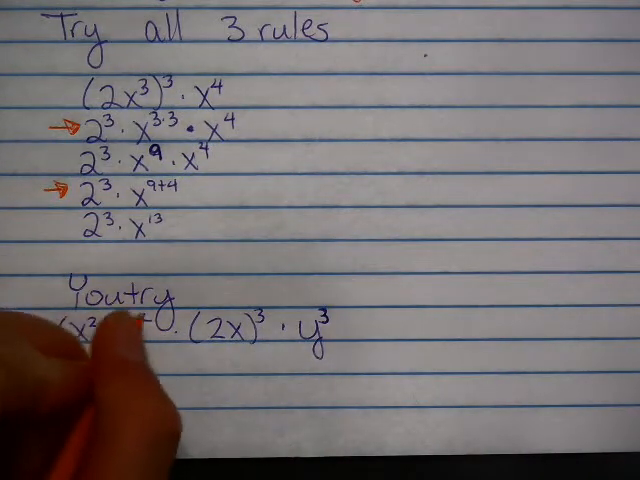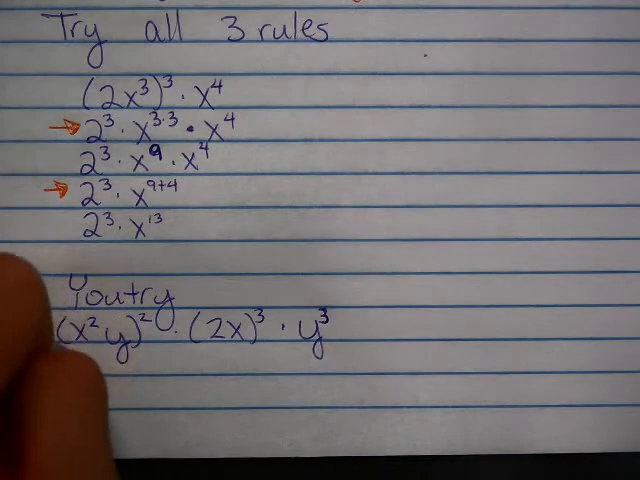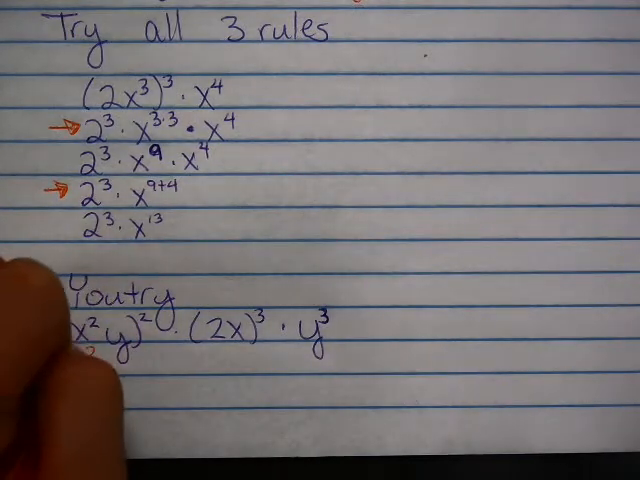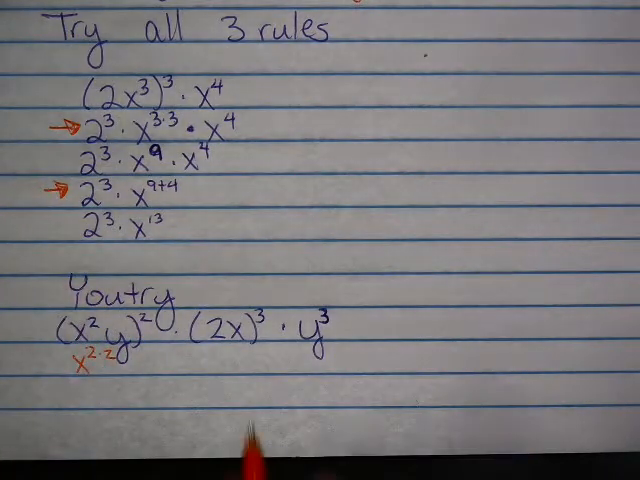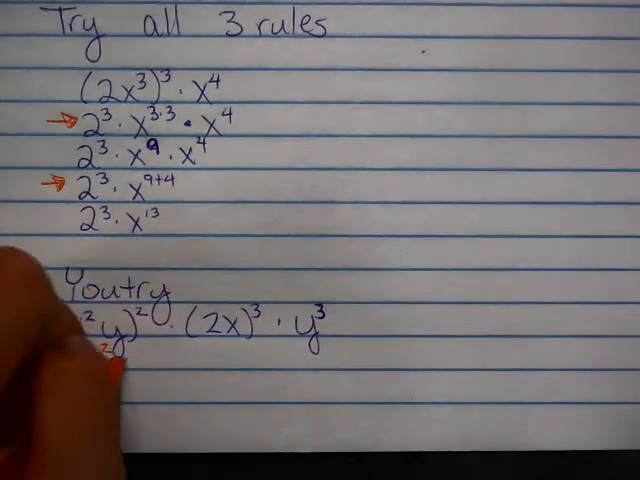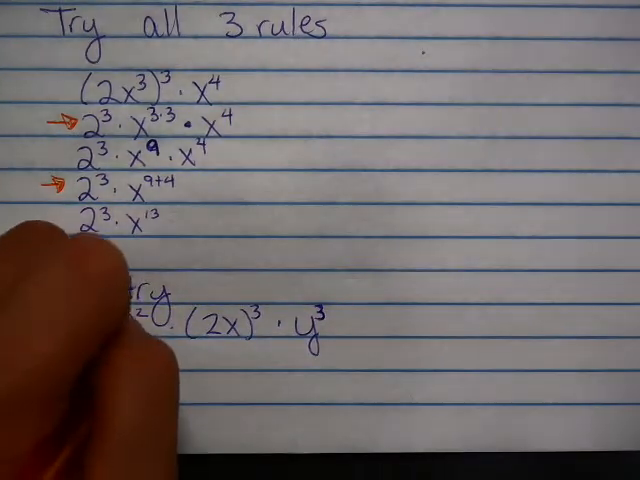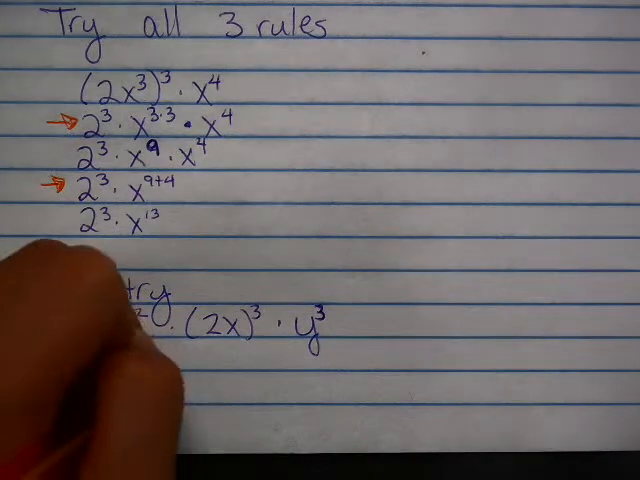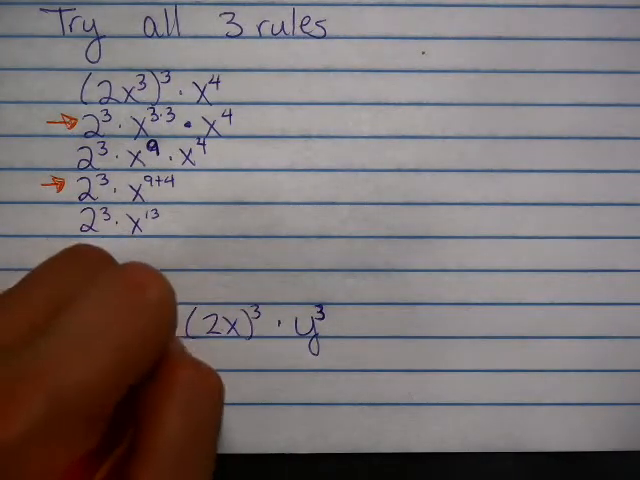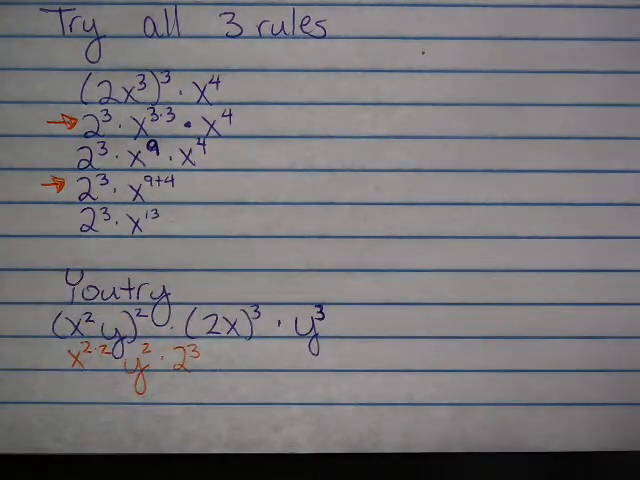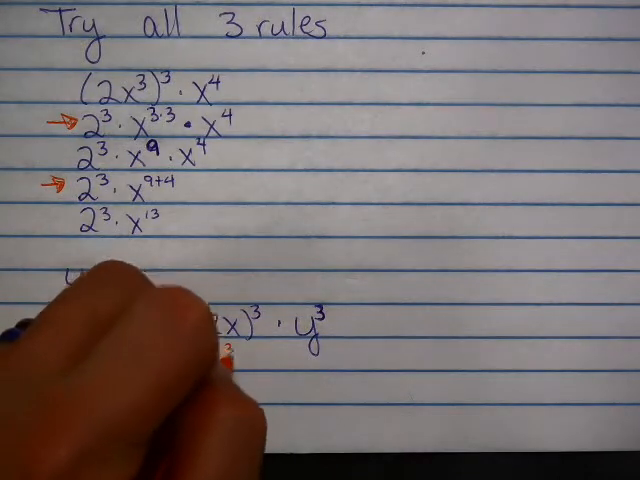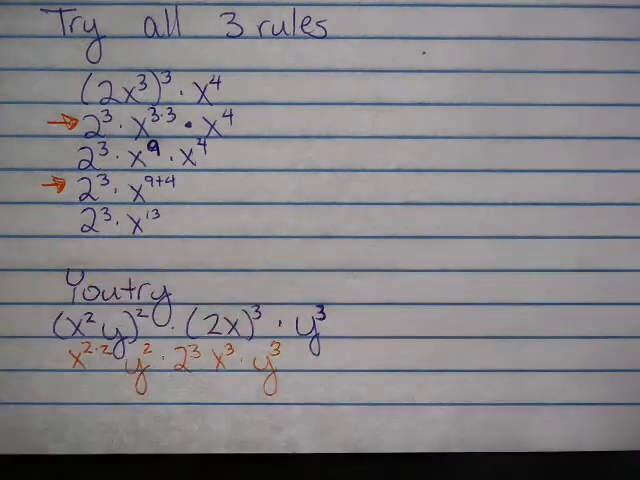So I'm going to get rid of this exponent on the outside. So I have x to a power to a power, so it's 2 times 2. And the y is just y to the 1, so that would just be a 2, times 2 cubed, power of a product rule, x cubed, and then I just keep the y cubed there.